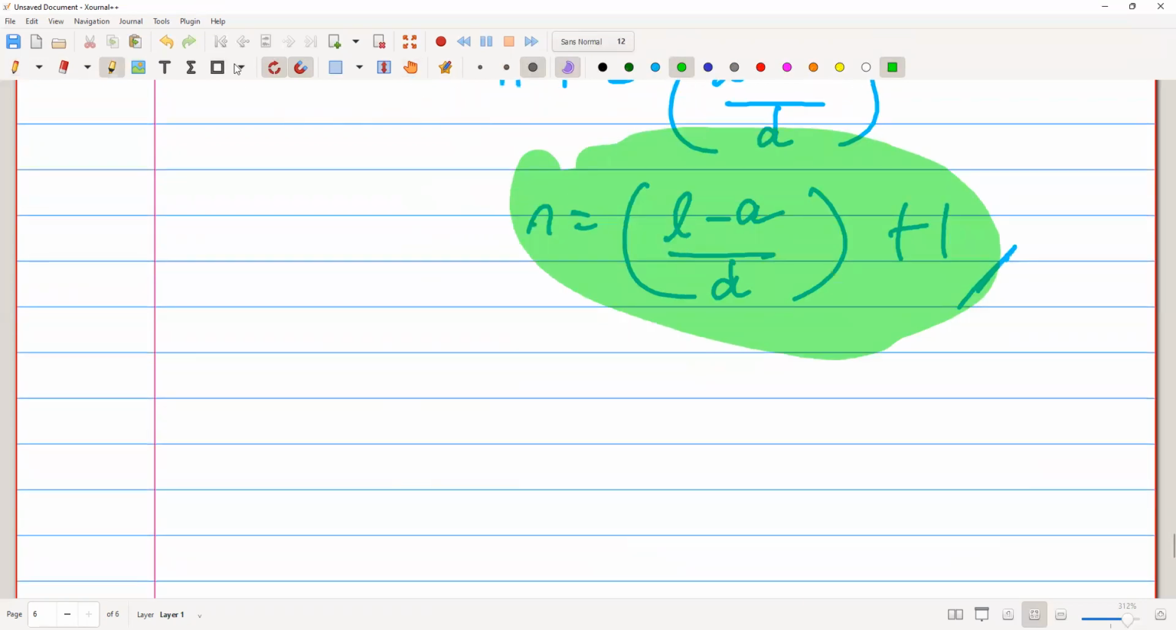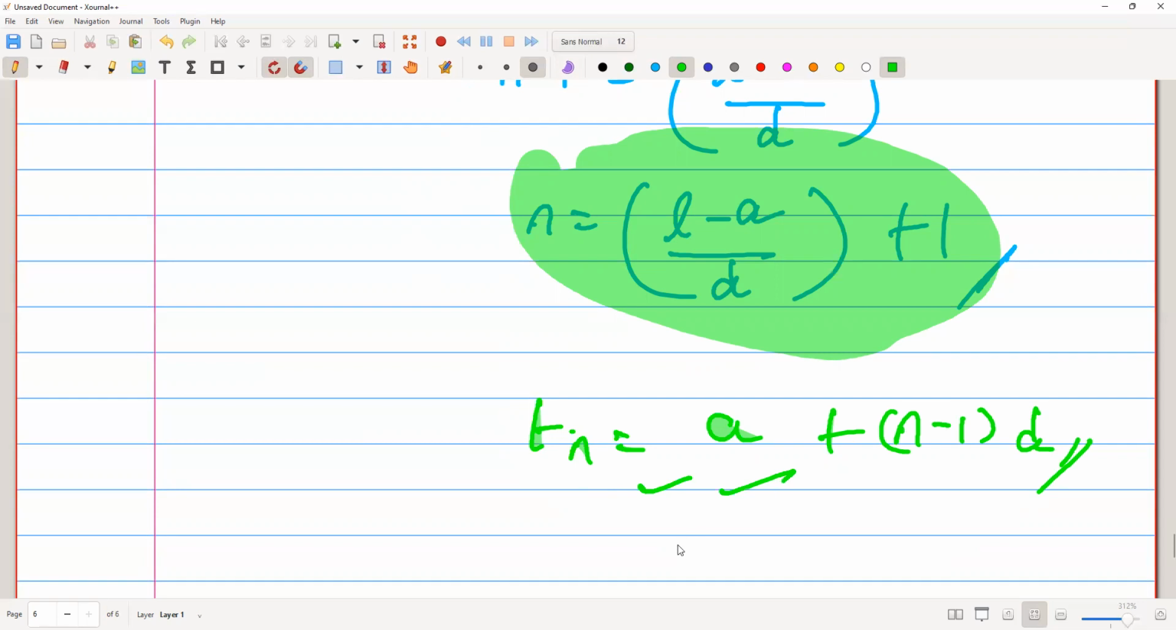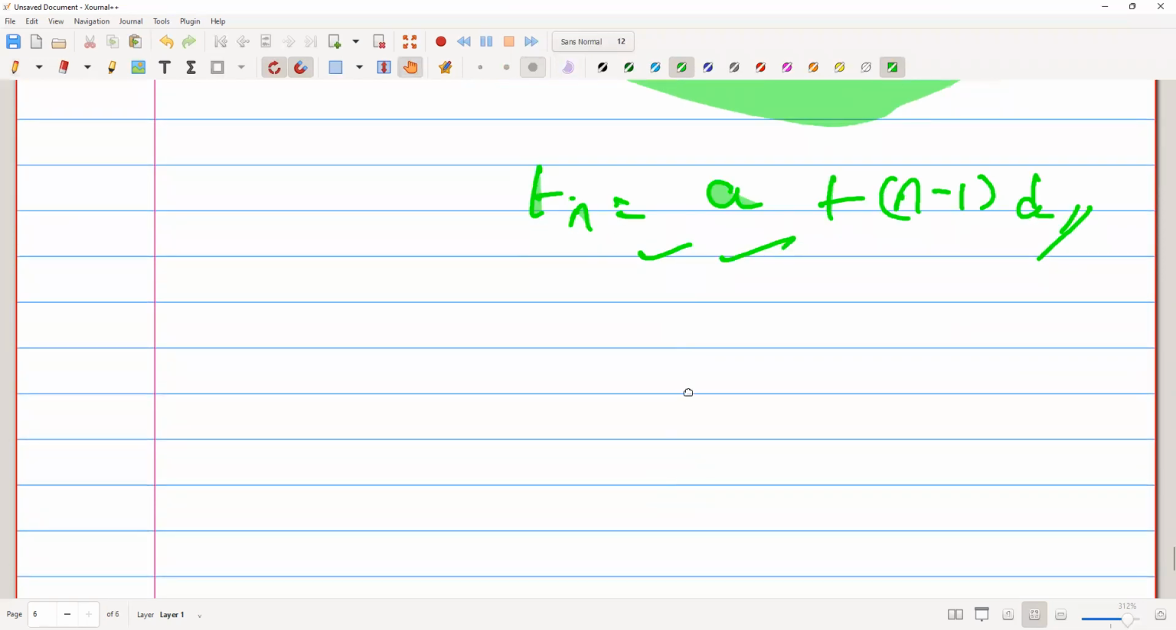So we have only two formulas here. One formula is Tn equal to A plus n minus 1 into D. The other is n equal to last term minus first term divided by D plus 1. That also came from this formula only. There is no other go.